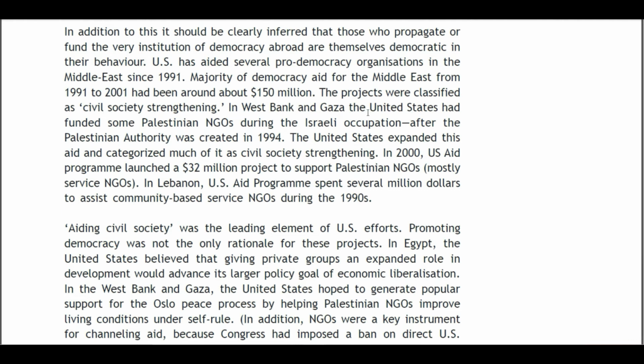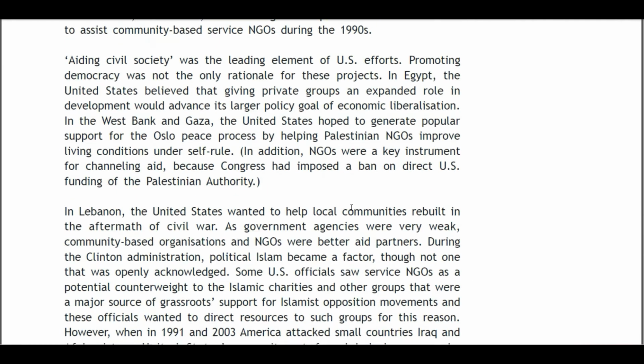In the West Bank and Gaza, the United States had funded some Palestinian NGOs during the Israeli occupation. After the Palestinian Authority was declared in 1994, the United States expanded its aid and categorized much of it as civil society strengthening. In 2000, US aid programs launched a $32 million project to support Palestinian NGOs, mostly service NGOs. In Lebanon, the US aid program spent several million dollars to assist community-based service NGOs during the 90s. Aiding civil society was the leading element of US efforts.